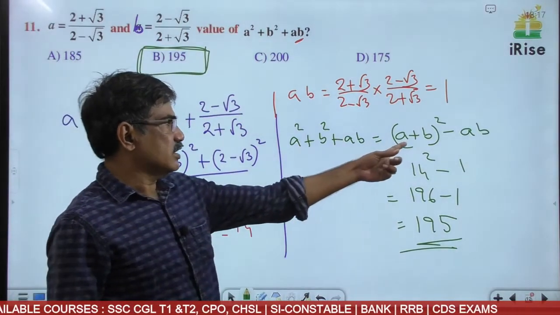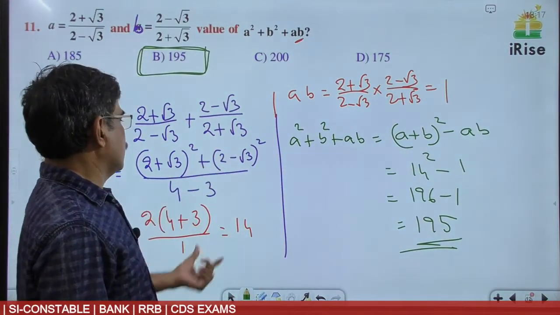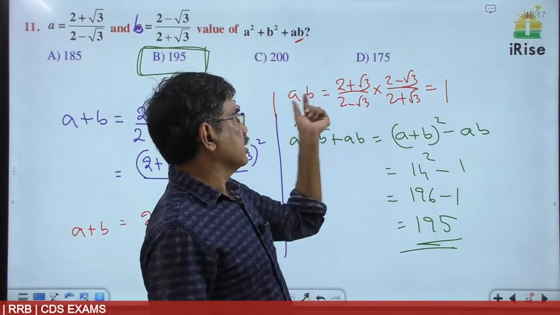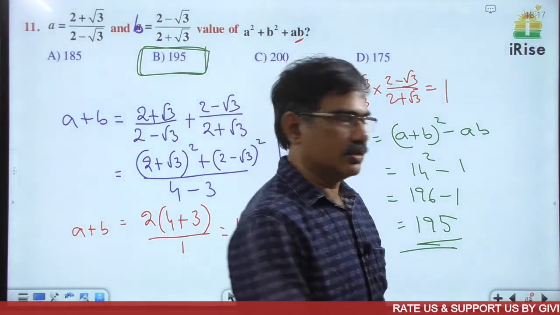Okay, the formula for this is (a plus b) whole square minus ab. Find a plus b first, then substitute in this. Here, one is the reciprocal of the other, so ab is equal to 1. Okay, next.